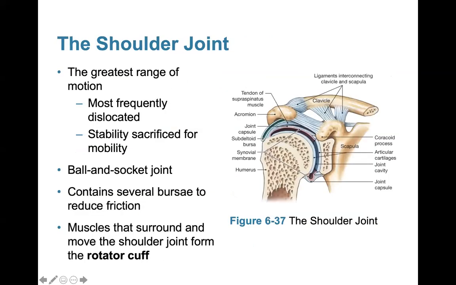The shoulder joint, this has the greatest range of motion, most frequently dislocated. Stability is sacrificed for mobility. It is a ball and socket joint, and it contains several bursae to reduce friction. And muscles that surround and move the shoulder joint will form what we call the rotator cuff.